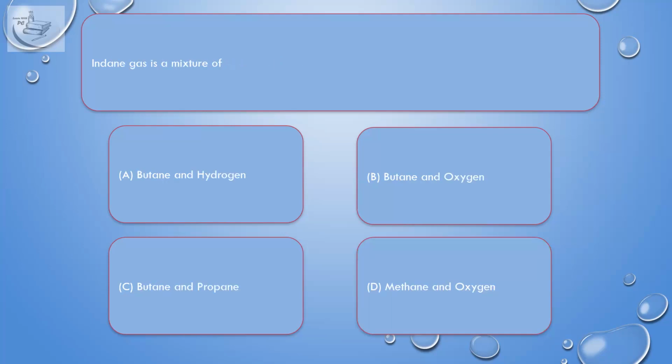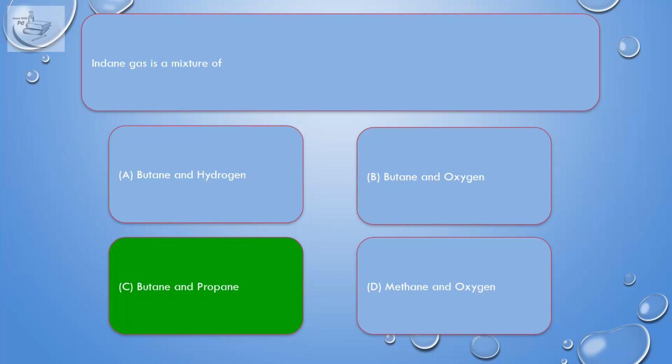Question: Indane gas is a mixture of A. Butane and hydrogen, B. Butane and oxygen, C. Butane and propane, D. Methane and oxygen. Correct answer is C. Butane and propane.